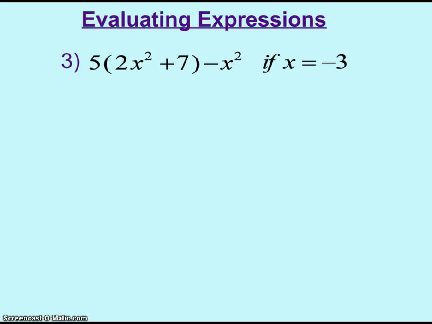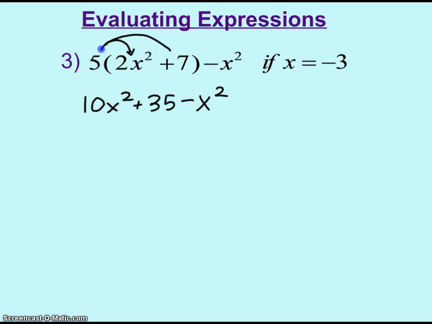Evaluating expressions. The first thing that I want you to be able to accomplish is to simplify the expression before plugging in negative 3 for x. So let's not pay attention to that piece. Let's go ahead and simplify here. So we're going to multiply 5 times 2x squared and get 10x squared. 5 times 7 and get 35. I don't multiply 5 by negative x squared, but I do need to bring it down. And then let's combine like terms.